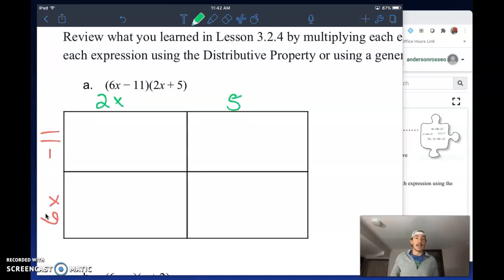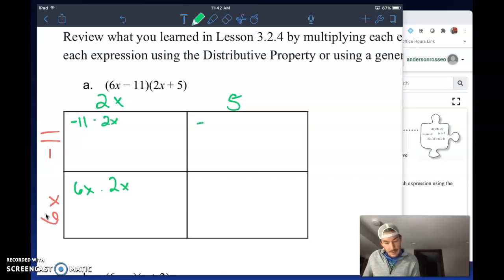Now let's actually do that multiplication, and it works out pretty cleanly here. Down in the lower left-hand corner, I'm going to be multiplying 6x times 2x. Right here, I'm going to be multiplying negative 11 times 2x. Right here, negative 11 times 5. I'm using dot multiplication, but you could use parentheses or x multiplication, it doesn't matter. And then lastly, it's 6x times 5.